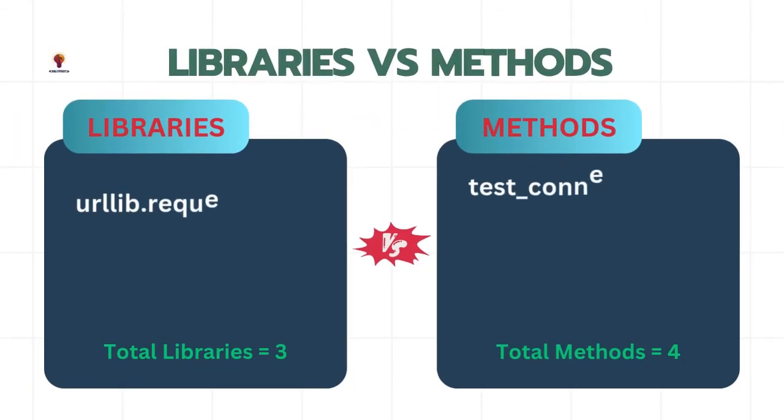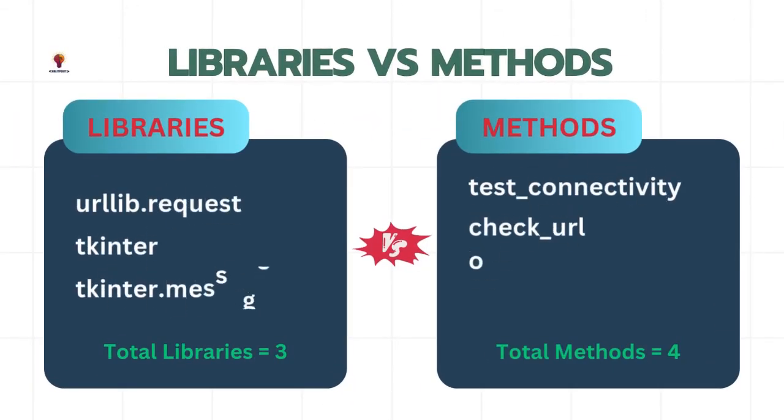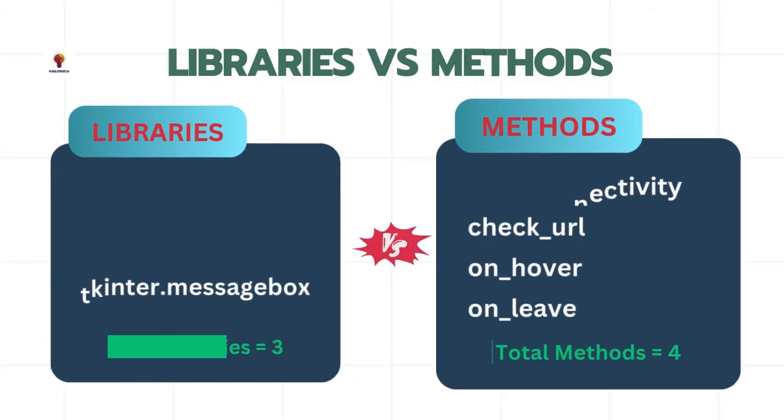Libraries and methods used in this Python script. There are 3 types of libraries included: urllib request, tkinter, message box. There are 4 types of methods included: test connectivity, check URL, on hover, on leave.